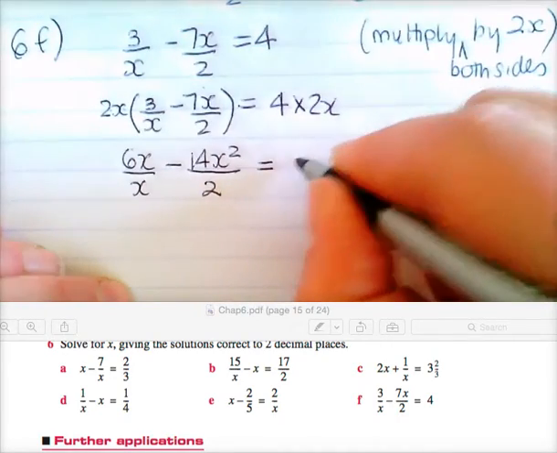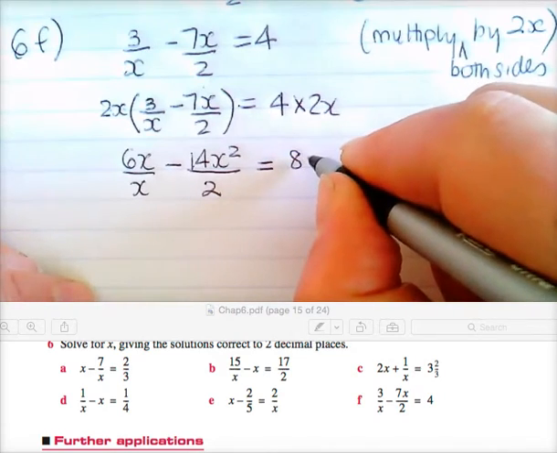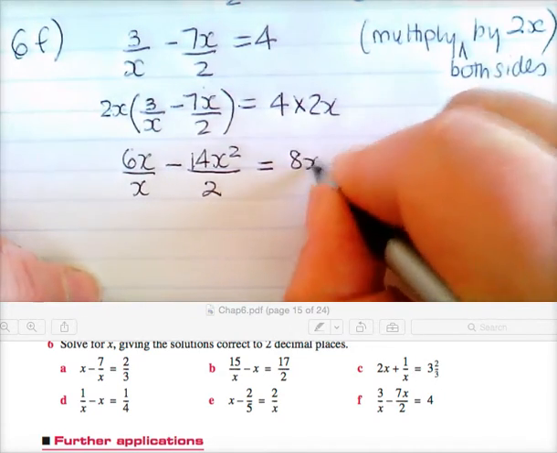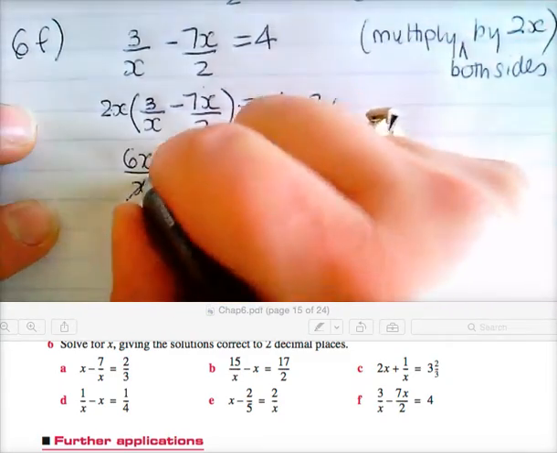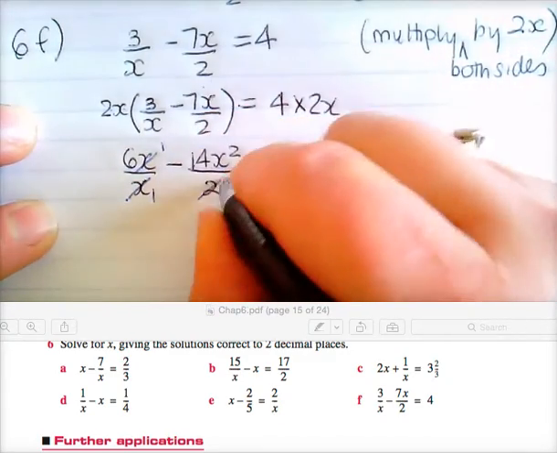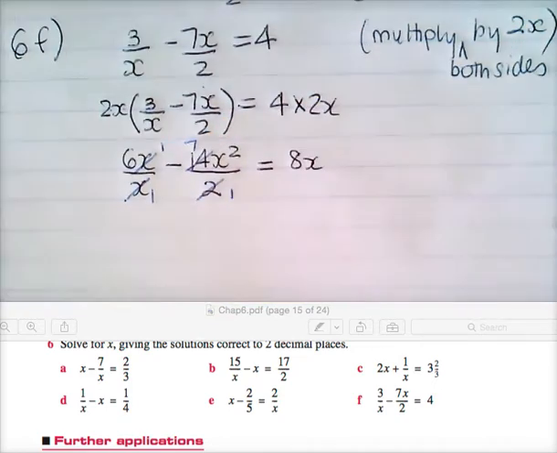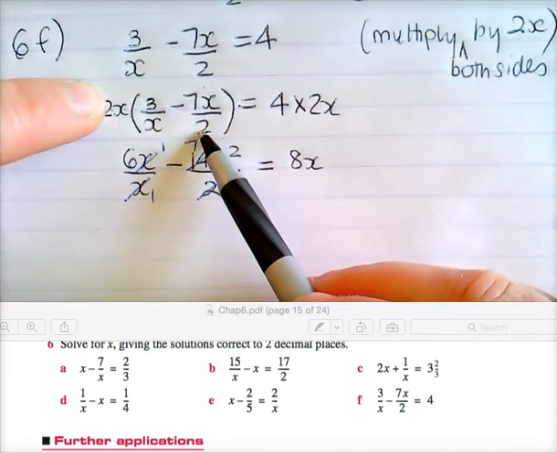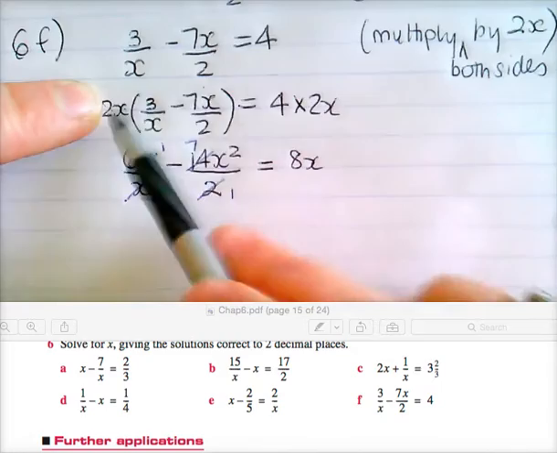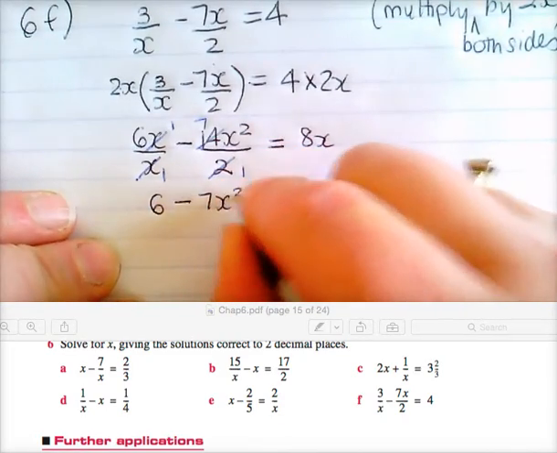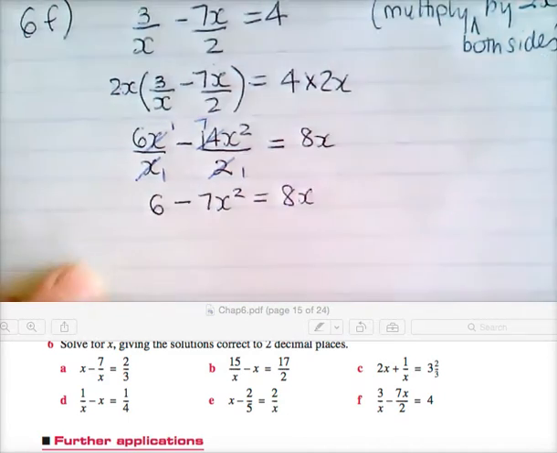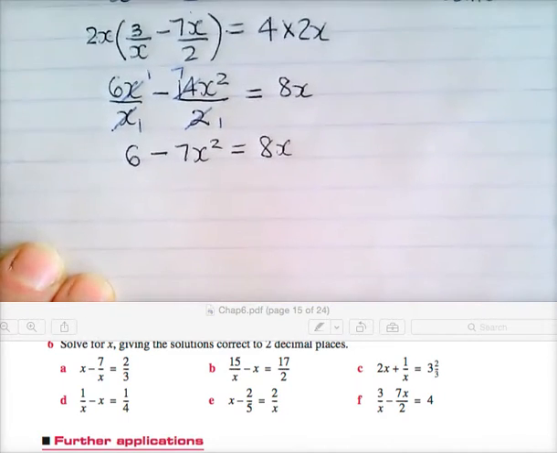And what do I get here? Anyone? 8x. So girls, if you don't get cancelling here, then you've chosen the wrong thing to do. The x's go, and the 2 goes into 14 7 times. So I could have just cancelled the 2's in the first place. So I've got 6 minus 7x squared equals 8x. Now you're going to take everything to the left or to the right.